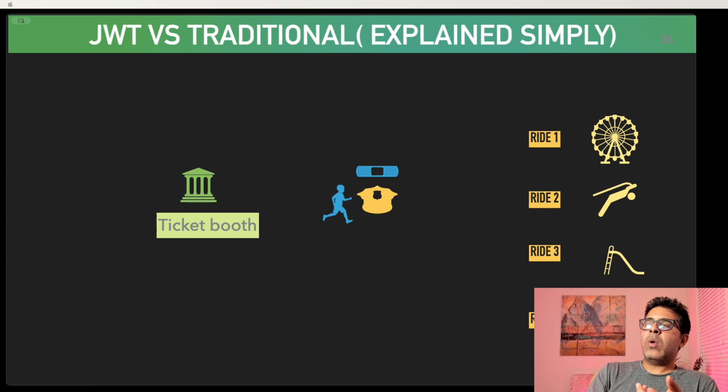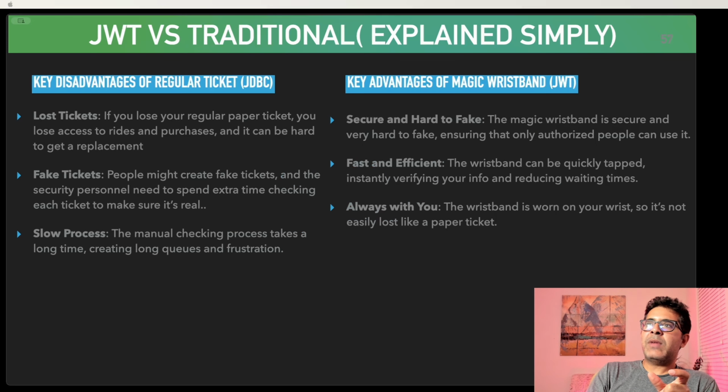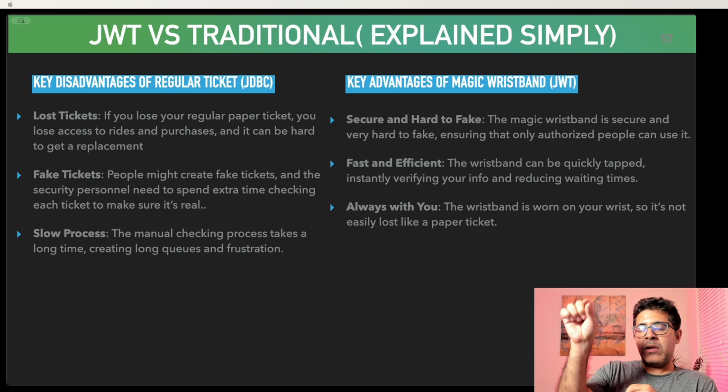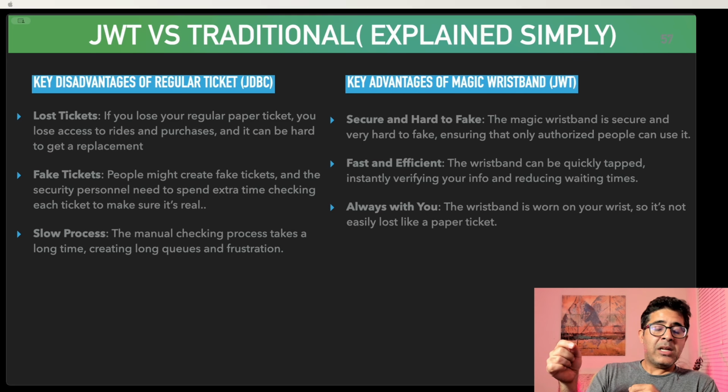You don't have to go, and the security officer doesn't have to go and look at that particular information. All he's checking is, okay, is the band valid? If it is valid, they can go and do the rides. So the problem with the regular ticket approach is that if you lose your ticket, you again have to go back to the booth, buy a ticket, and then come and get yourself verified in the record book of the security officer. That's an issue.